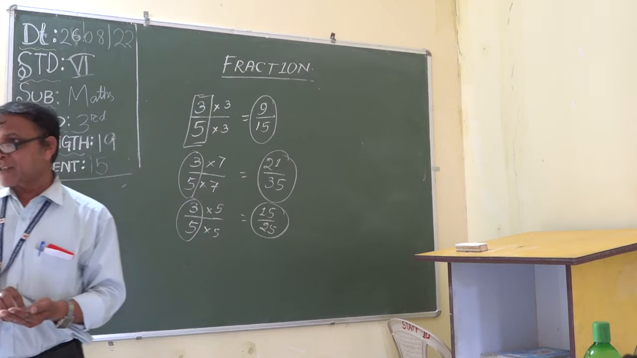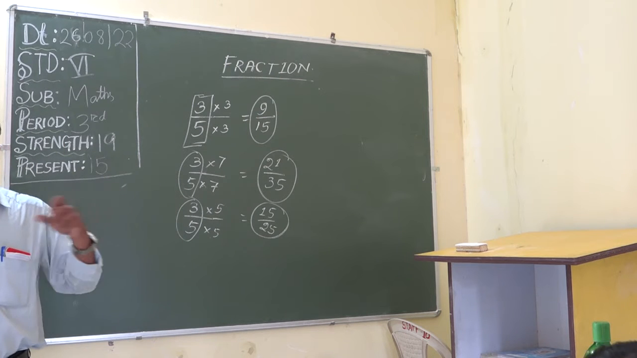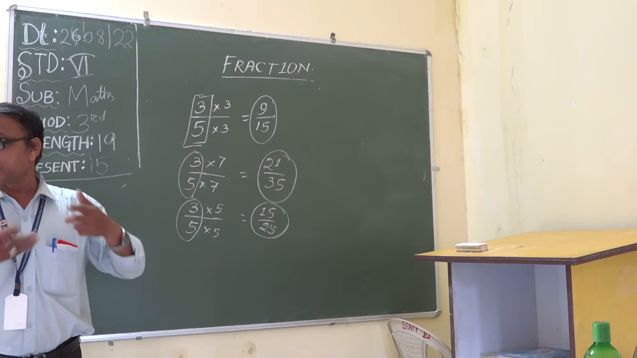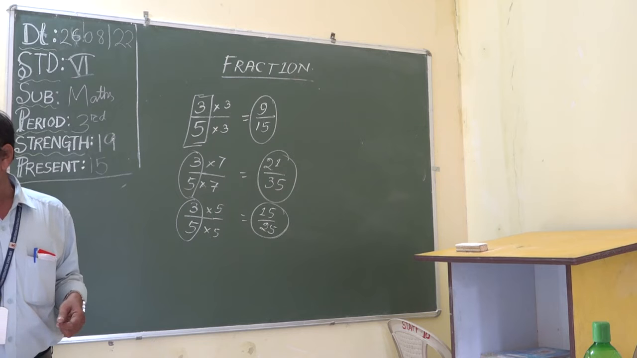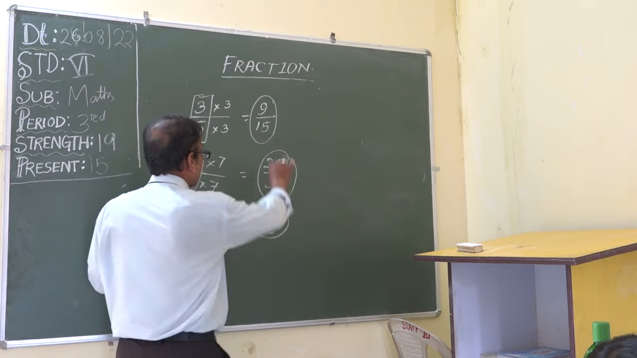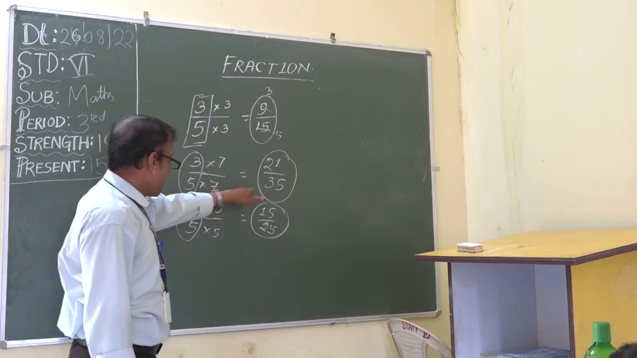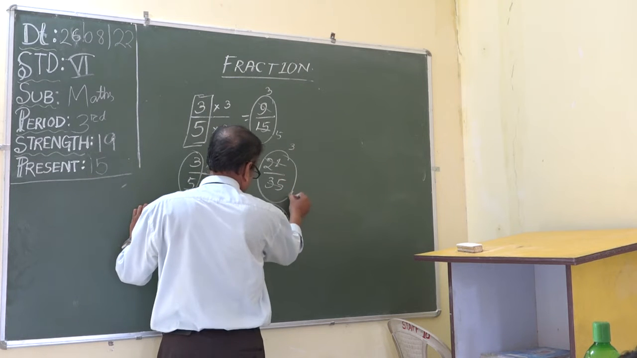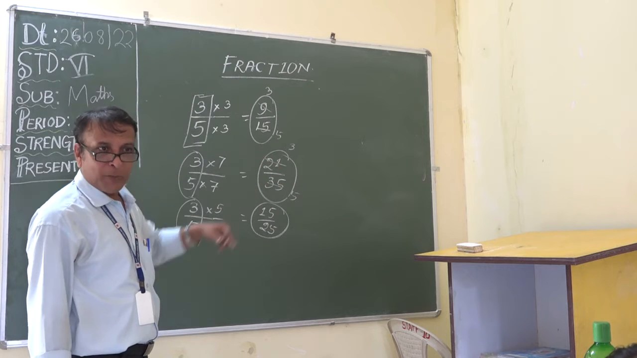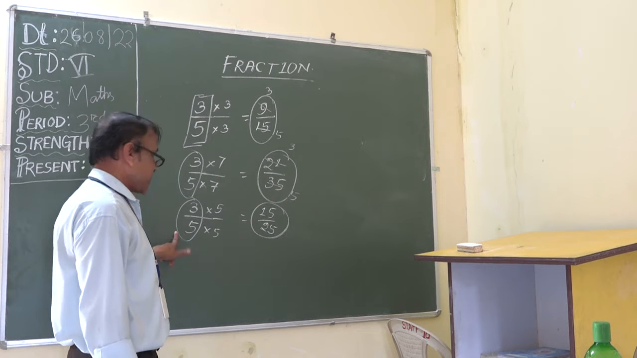So for a given fraction, how many equivalent fractions can you make? Infinite number. Because any number you can multiply to the numerator and the same number to the denominator. So you see, if I simplify 21 by 35, I get 3 by 5. If I cancel by 7, it is 3 by 5, because I have multiplied 7 to both. So by that 7, I can cancel both the numerator and denominator. Same 3 by 5 I am getting. If I cancel this one by 5, the same 3 by 5 I will get.